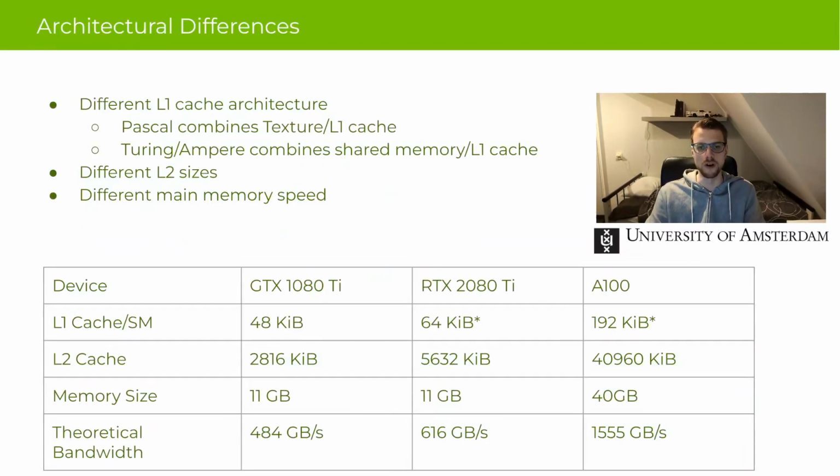So our results for the memory architecture. First we note that there are different L1 cache architectures between Pascal and Turing and Ampere. On Pascal the texture and L1 cache is combined, whereas on Turing and Ampere the shared memory and L1 cache is combined, which according to NVIDIA should lead to lower latency. We also know there are different L2 sizes and different main memory speeds, but for our research we limit ourselves to L1.